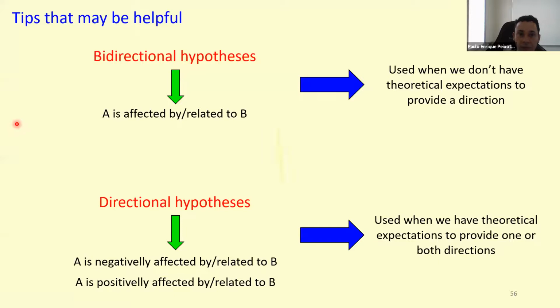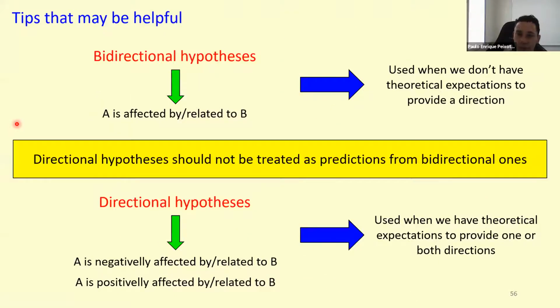And please avoid treating your directional hypotheses as if they were predictions from bidirectional ones. I saw some articles doing that. They have a main hypothesis that was provided in a bidirectional way. And after that, the authors just provide two different hypotheses, still using theoretical variables, one in one direction and the other in the other direction. If you do this, you will skip the prediction. You will probably use just one hypothesis for each situation, and you won't be able to have many different lines of evidence. This is not recommended, okay?